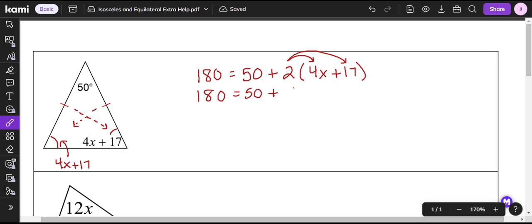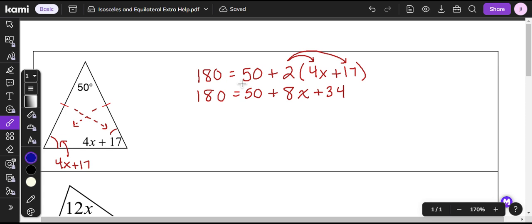2 times 4 is 8x. And then 17 times 2 is 34. Now I want to solve for x. The first thing I need to do is combine like terms. I have this 50 and this 34 I can put together. So we do 50 plus 34, which gives us 84. And I'm going to bring down everything else.